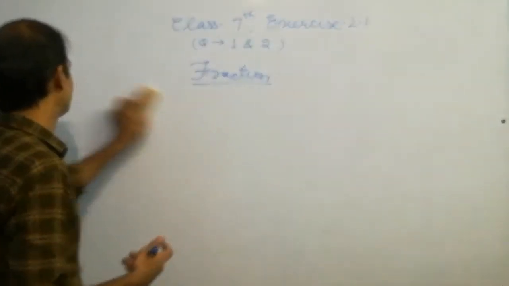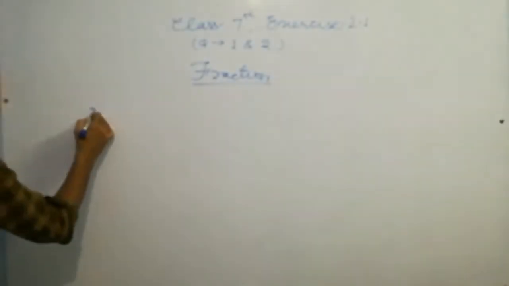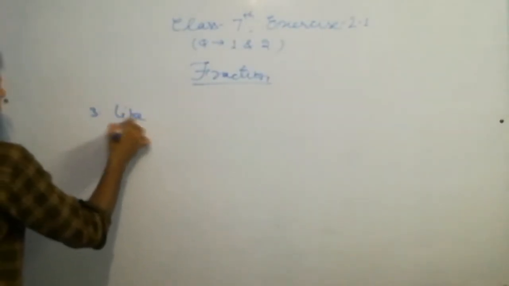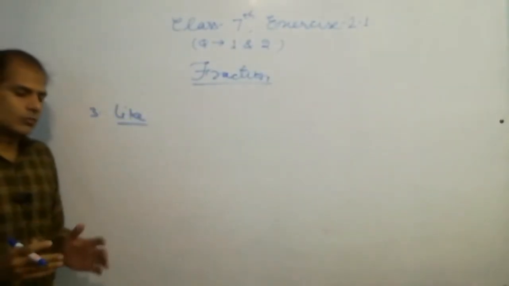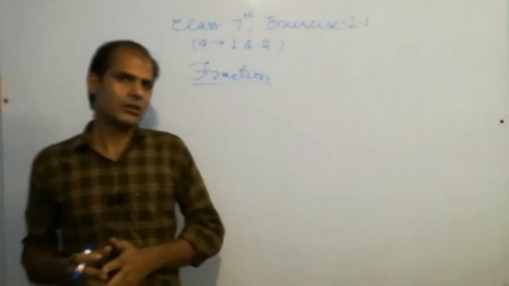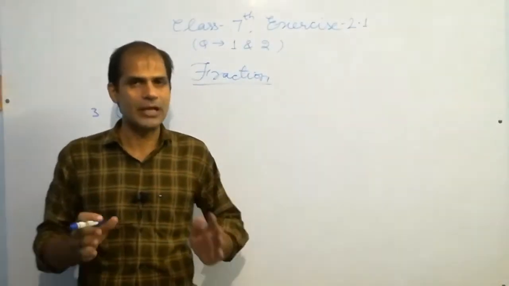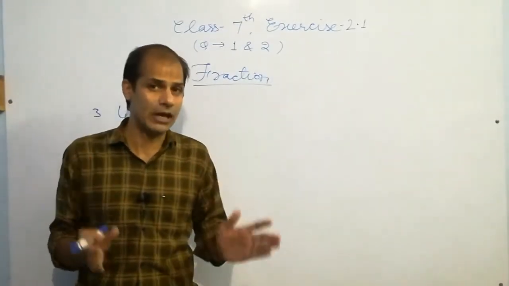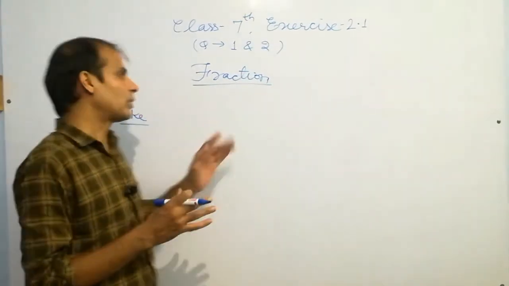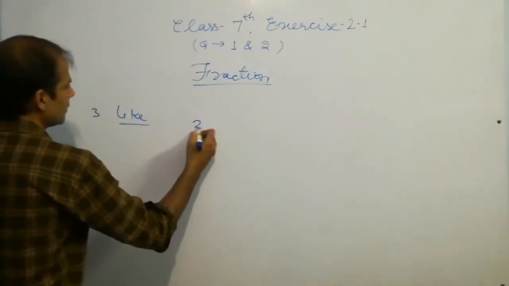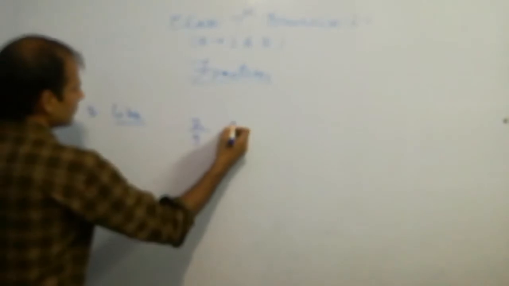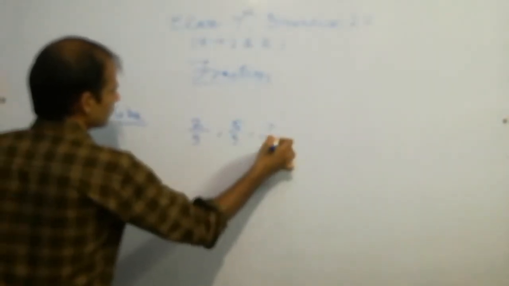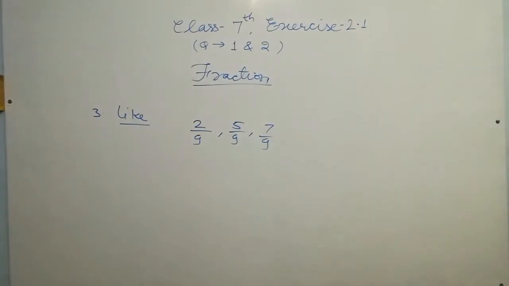Third is like fraction. So the fractions in which all the denominators are same, means denominators अगर equal हैं सभी fractions में, तो वो like fractions होंगे. For example, 2 upon 9, 5 upon 9, 7 upon 9, like this. So these are the like fractions.